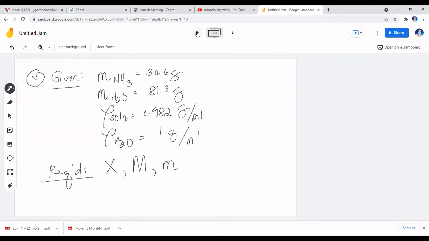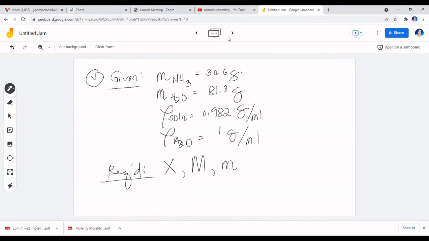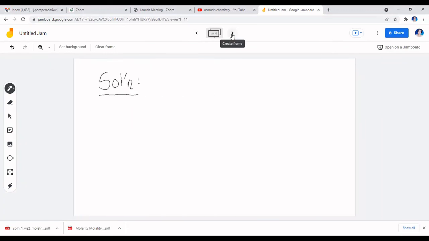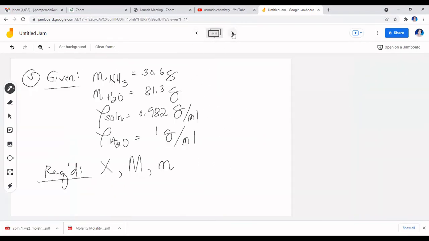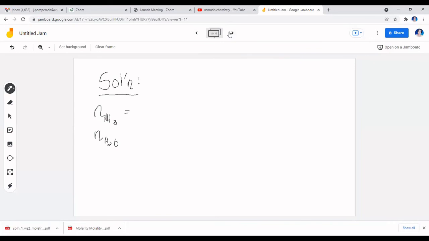Okay, so we want the moles. So we start with the number of moles of ammonia and the number of moles of water. Your ammonia is 30.6 grams. Thank you for the molar mass, Beatrice, so you're 17 grams per mole for ammonia. You will have now the moles of ammonia.